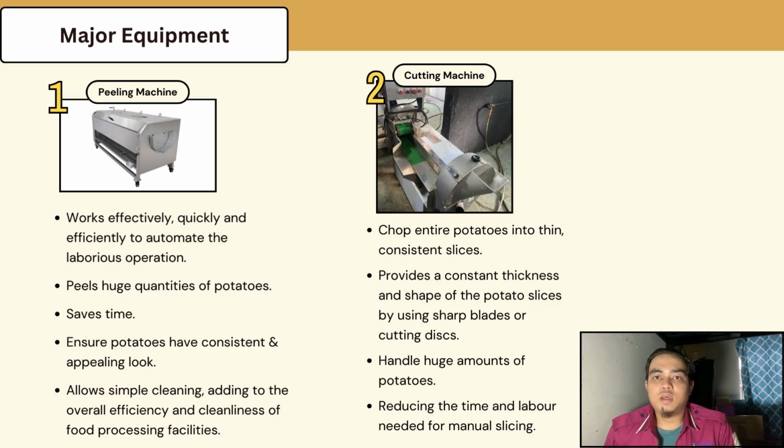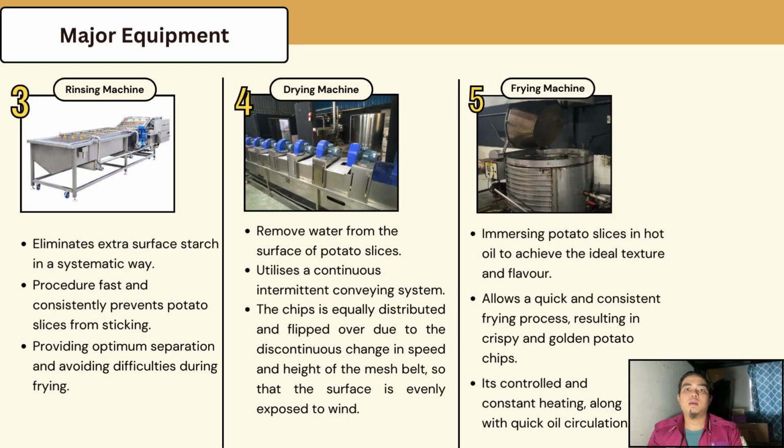Number two is the cutting machine. This machine chops entire potatoes into thin, consistent slices. It provides a constant thickness and shape of the potato slices by using sharp blades or cutting discs. It can also handle huge amounts of potatoes at one time, so it reduces the time and labor needed for manual cutting. So next is the rinsing machine.